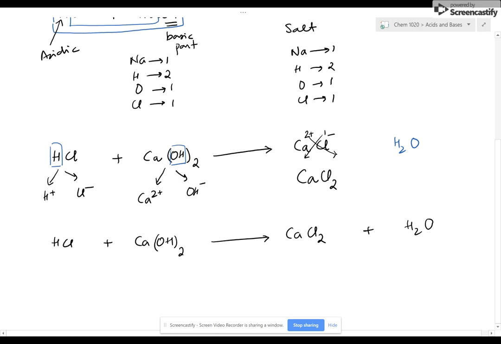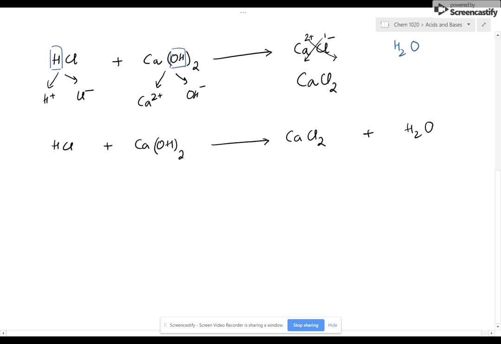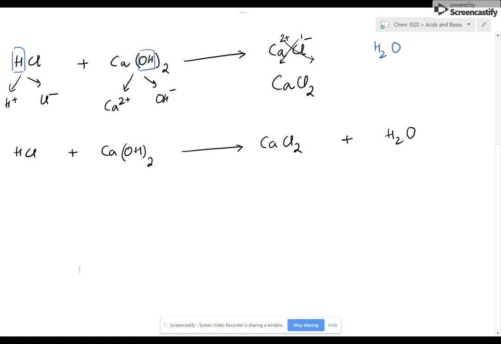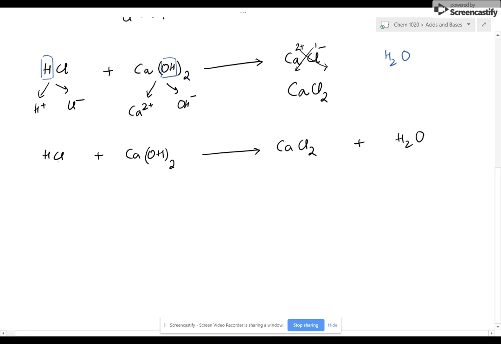Now that we have this, let's see if it's balanced, because the neutralization part is done. We have one chlorine on the left, two on the right-hand side. It turns out we can simply put a 2 in front of the HCl. If you remember, when you balance, you can only add coefficients. So the 2 in front of the HCl balances the chlorines, but it also makes the hydrogens twice the amount.